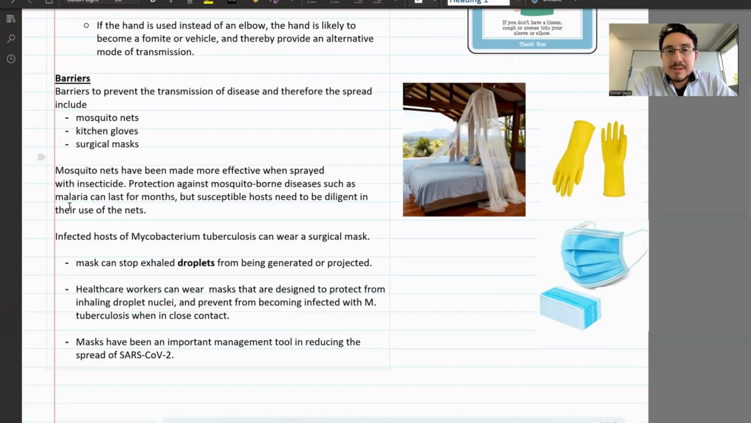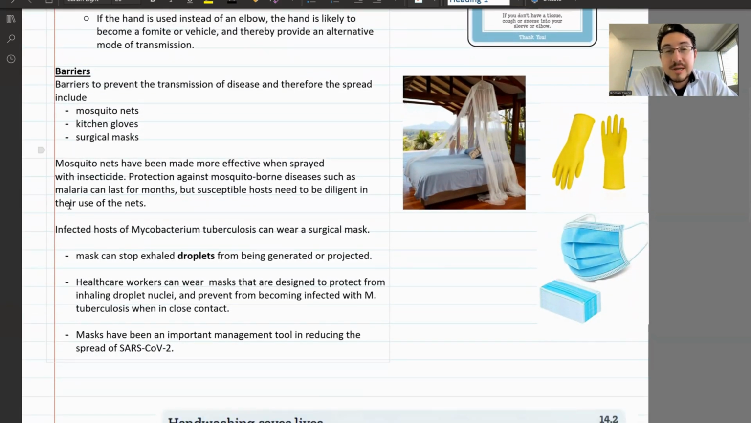Other barriers, depending on the type of pathogen, like mosquitoes, I mentioned before, right? Barriers are very, very important. You have mosquito nets. I would actually sleep in a net like this back home. Would feel like a little princess. Ridiculous. But it works. It absolutely works, right?